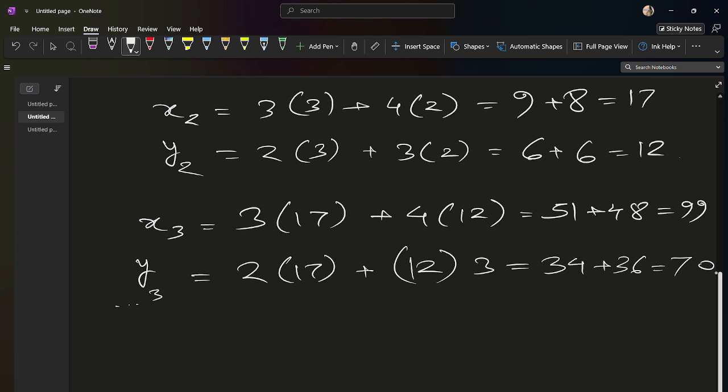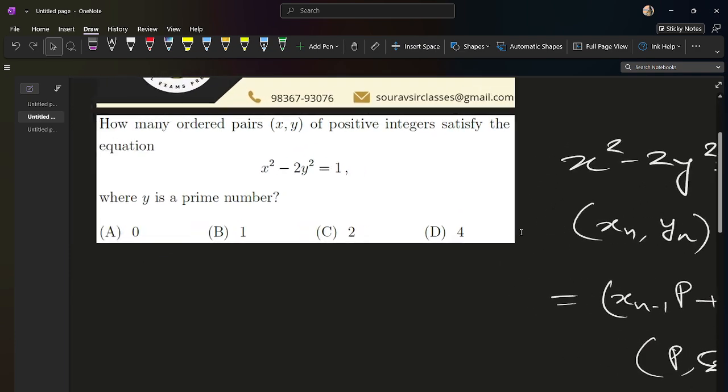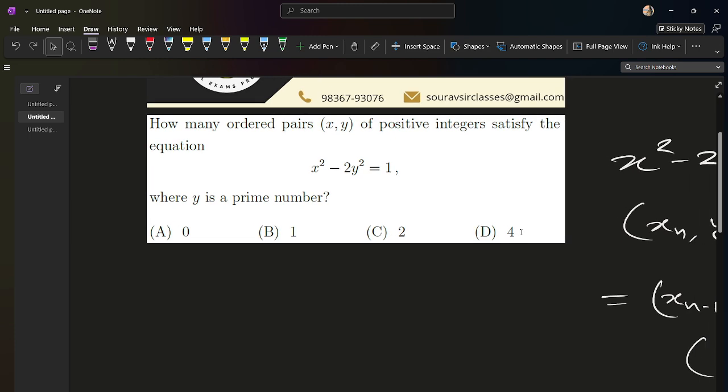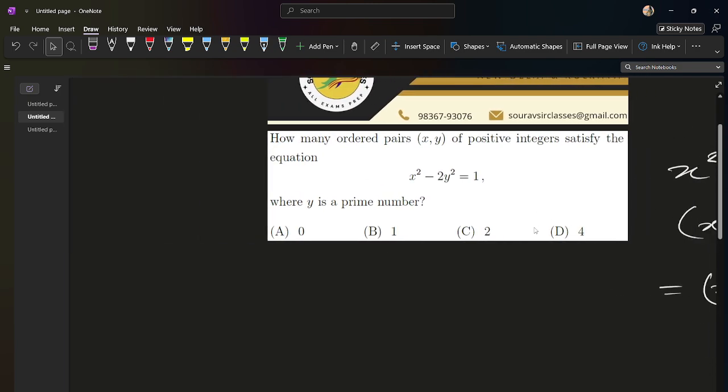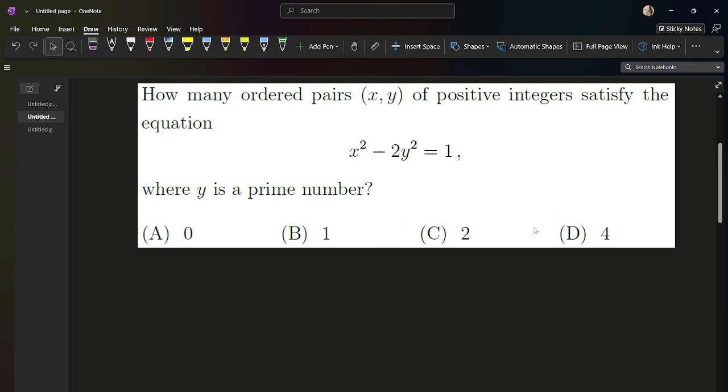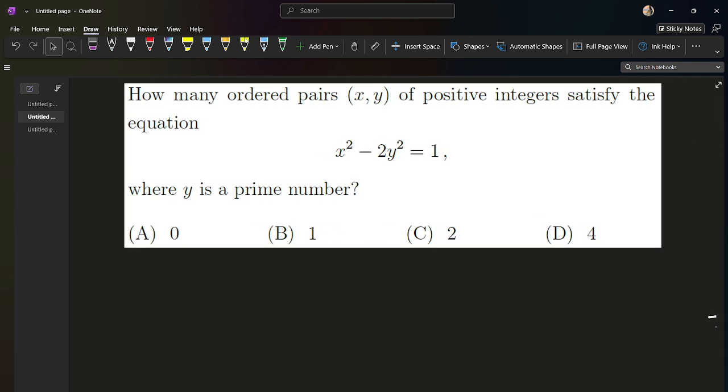So our conclusion is that the only valid solution is 3 comma 2, meaning there is exactly one ordered pair x comma y that satisfies the given equation with y being prime. So this is a classic example of a Pell's equation question. Our correct answer will be 1, and that is option B. So again, the correct answer of this question is option B.